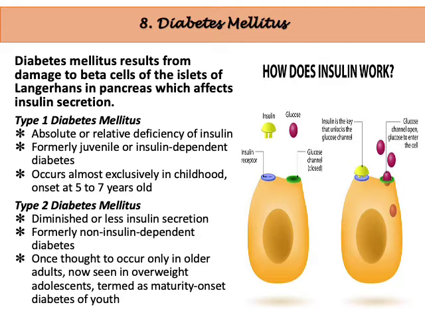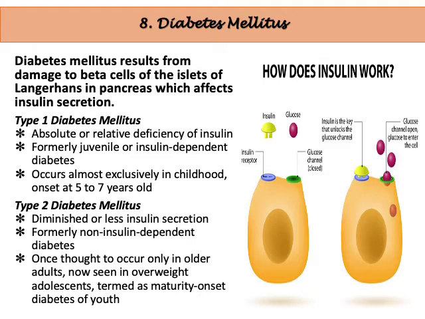There are two types, type 1 and type 2. Generally, type 1 is caused by an autoimmune damage, while type 2 is not and is related to many factors. Type 1 DM is an absolute or relative deficiency of insulin, with no insulin secretion at all. It's formerly called juvenile or insulin-dependent diabetes.